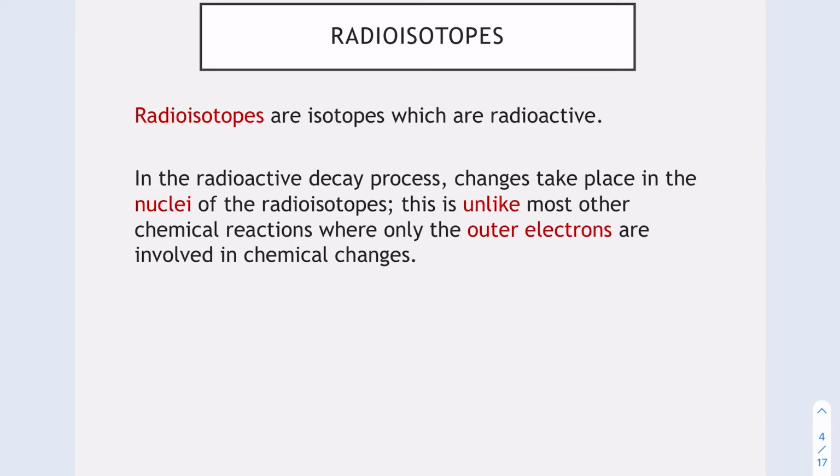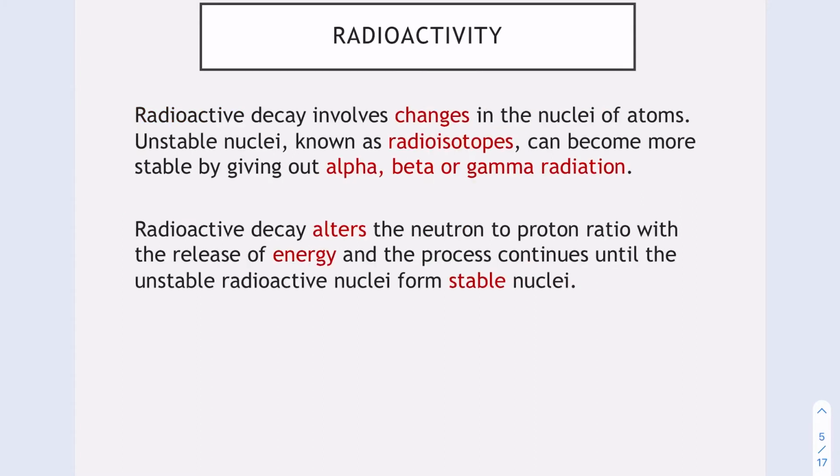We call these nuclei radioisotopes, and they are simply isotopes which are radioactive. Unlike most chemical reactions, where the reactions occur in the outer electrons, radioactive decay occurs in the nucleus of those radioisotopes, which is entirely different from any other chemical reaction. Radioactive decay involves changes in the nuclei of atoms. The radioisotopes give out radiation, and there are three types: alpha, beta or gamma radiation. Radioactive decay alters that neutron to proton ratio until the radioactive isotope turns into something a little bit more stable, so it forms another stable nucleus.